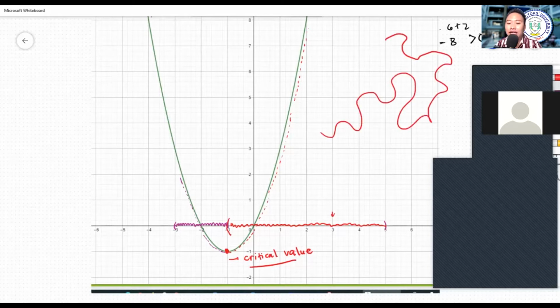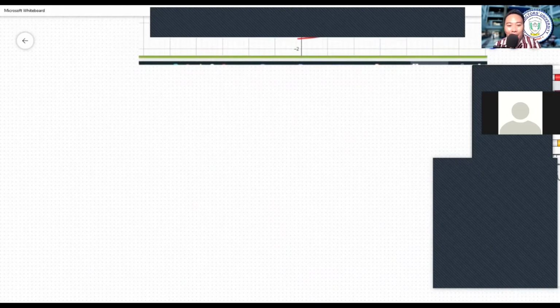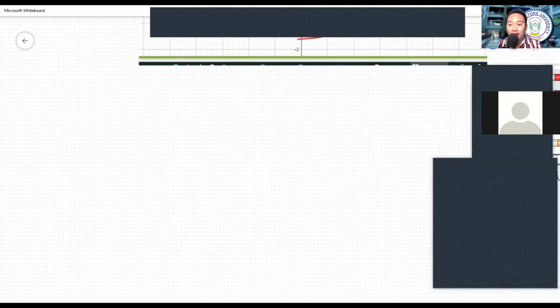Now, for example, these points that I'm showing you guys, these are what we call the critical value of the function or turning point. These turning points can also be solved with the use of derivative. So that's one way of solving it, using the derivative. Let me show you a definition first. Let me show you a definition of a critical value.